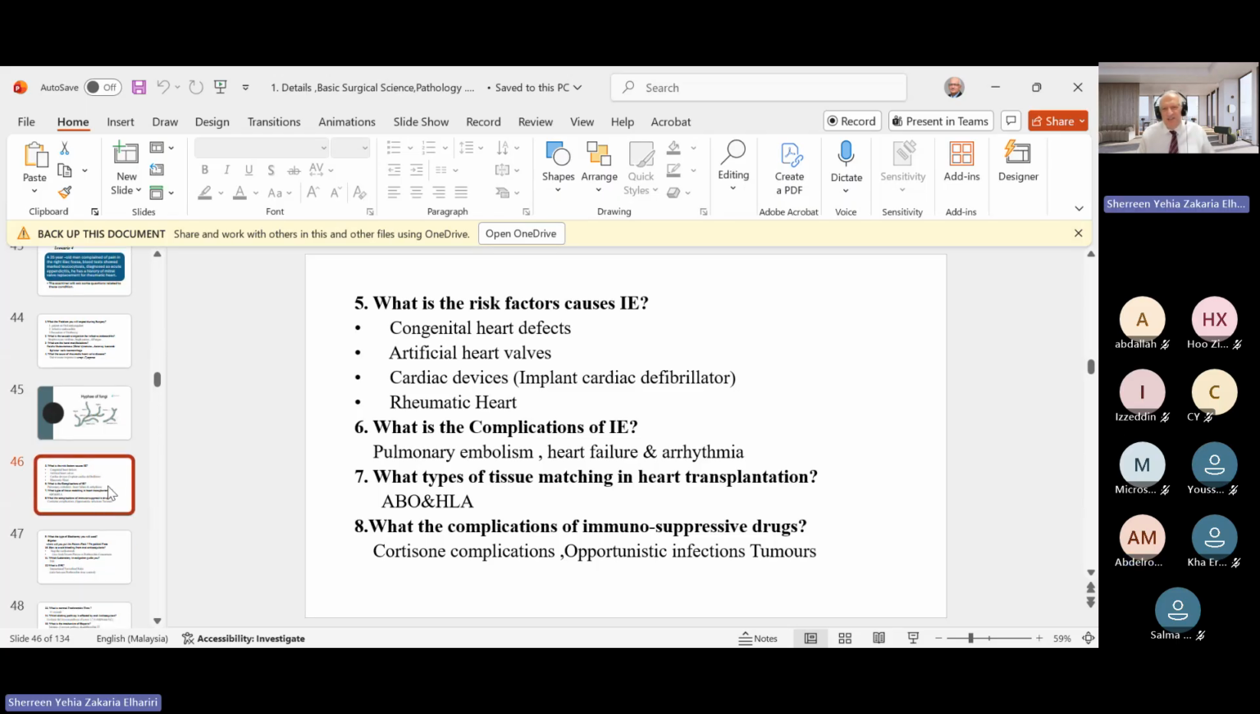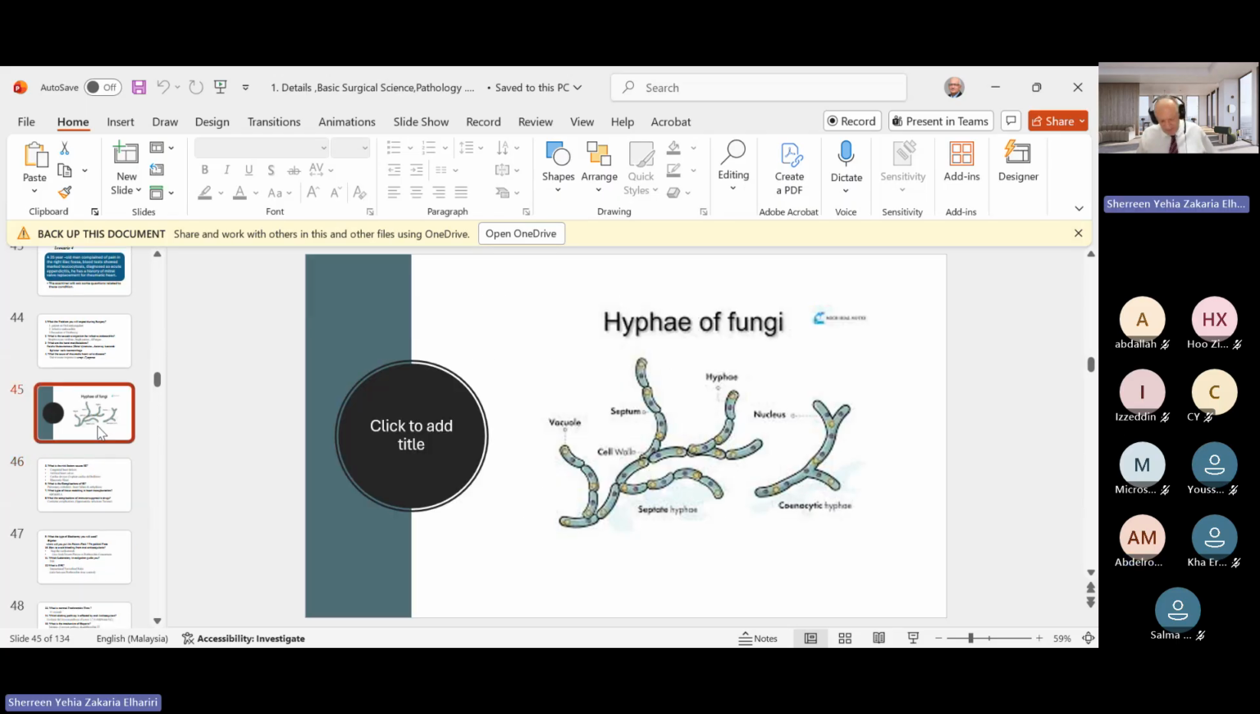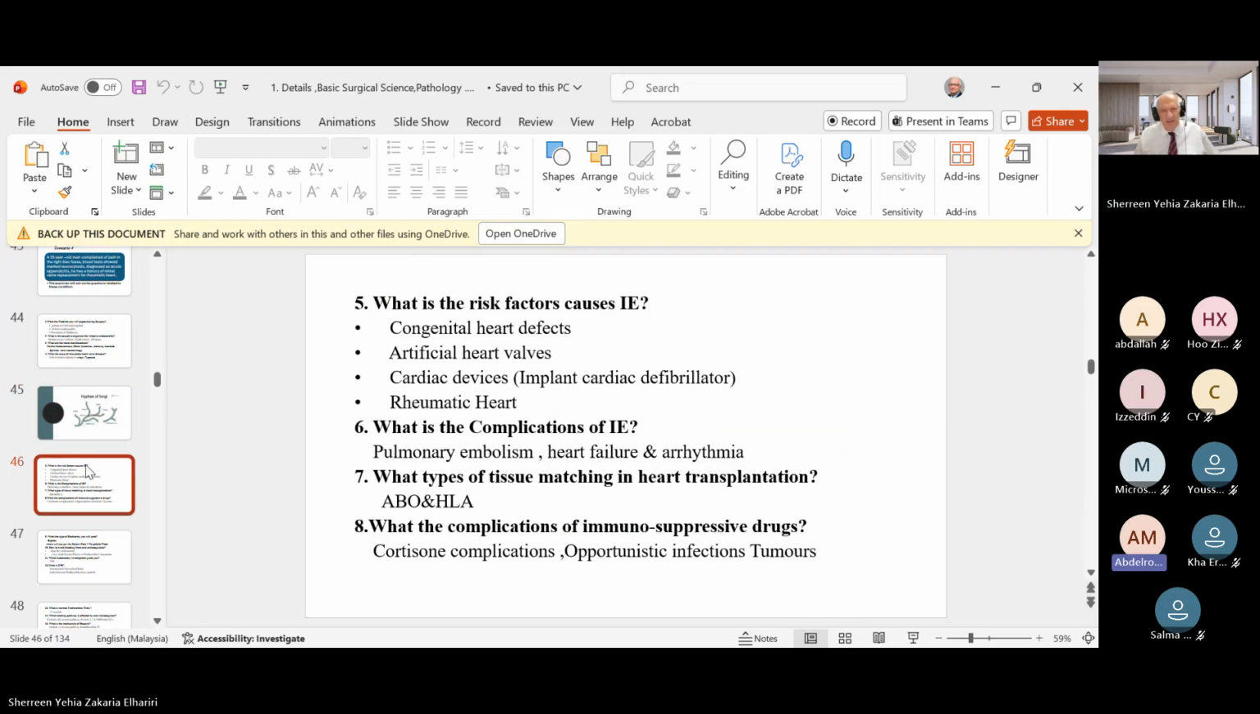So, what type of tissue matching in heart transplantation? ABO group and HLA group. What does HLA mean? Human leukocyte antigen. It is found in which cell? Lymphocyte. No. Human leukocyte antigen is found in all cells of the body. It was discovered in leukocytes, but it is found in all cells of the body.